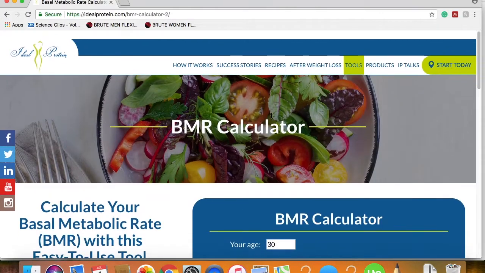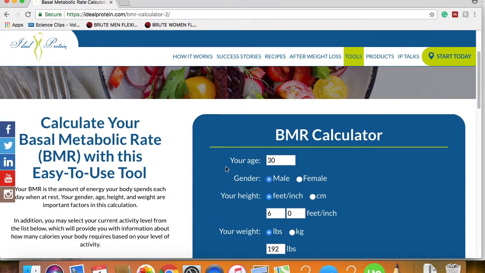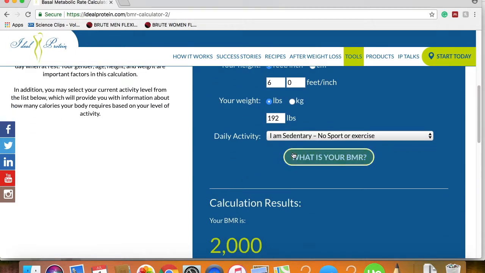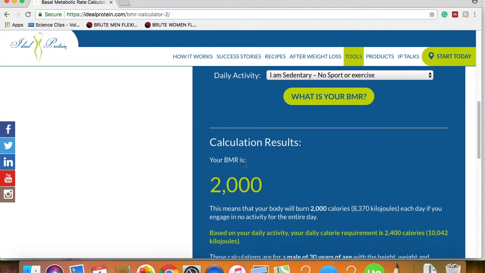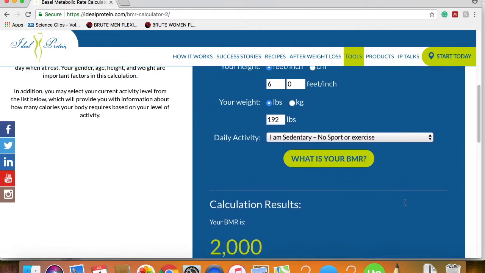Say we go to this BMR calculator. We can see my age is 30, male, height 6 feet 0 inches, 190 pounds. I put that I am sedentary, which isn't true, but just for example, I'm going to show you why I did that in a second. You can see my BMR is 2,000 calories here.